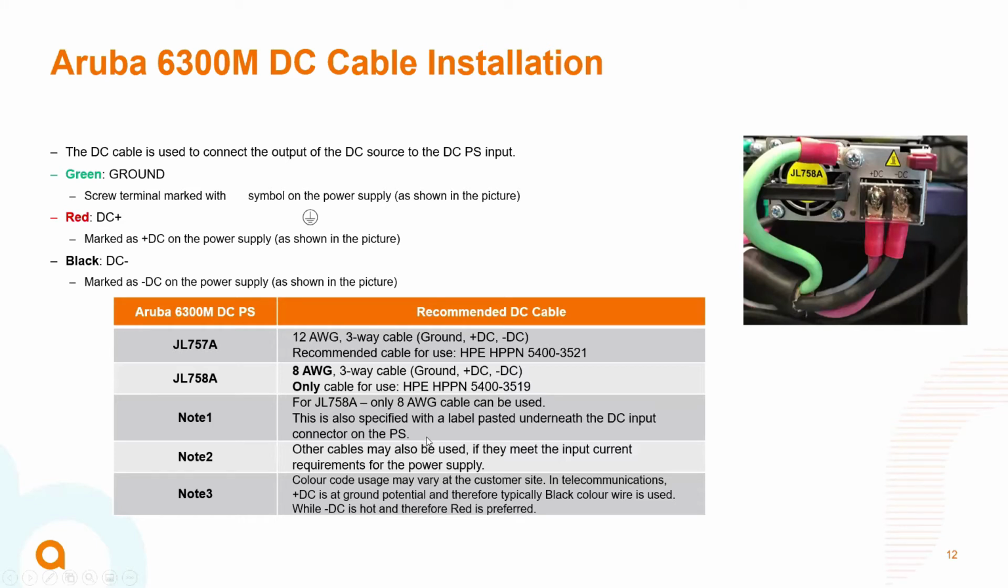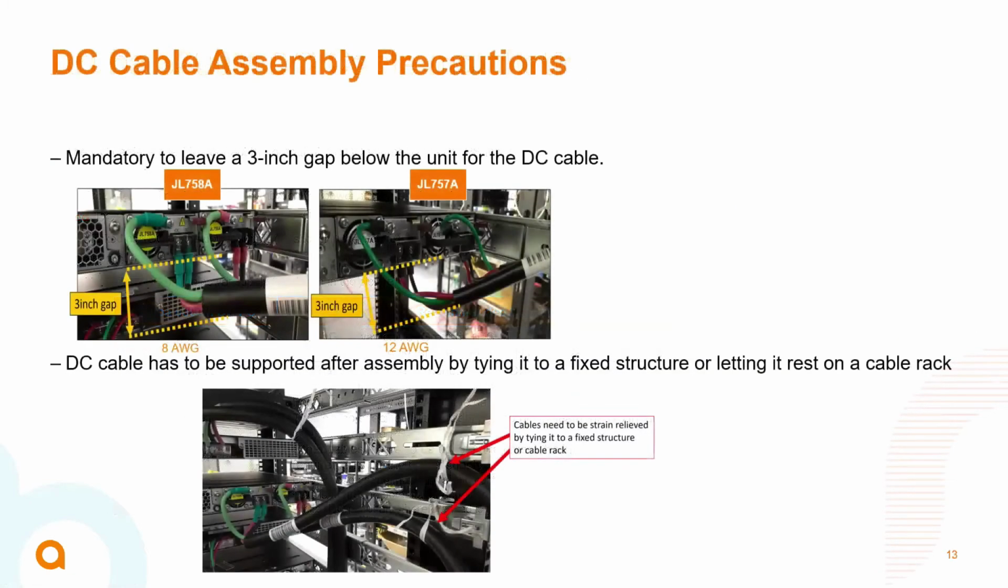These notes are very important when you're on the site trying to install this. Let's see another very important thing. If you have done any kind of electrical work, you'll understand why this is so important. You have to maintain a 3 inch gap between these cables. Otherwise, what's going to be the cause of having the green cable near the red? What is going to happen?